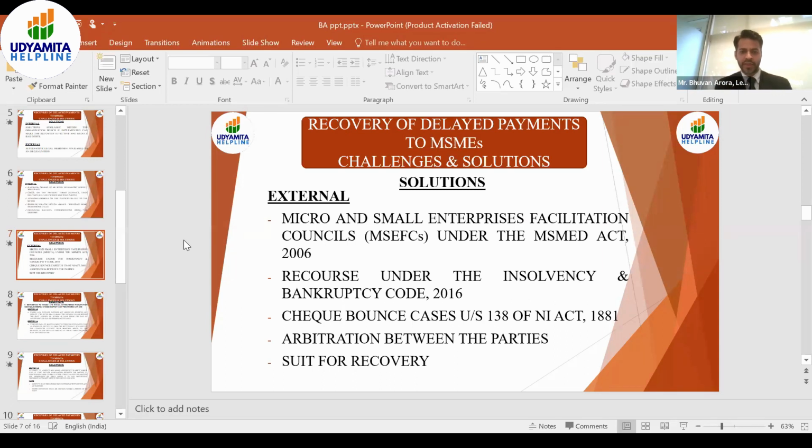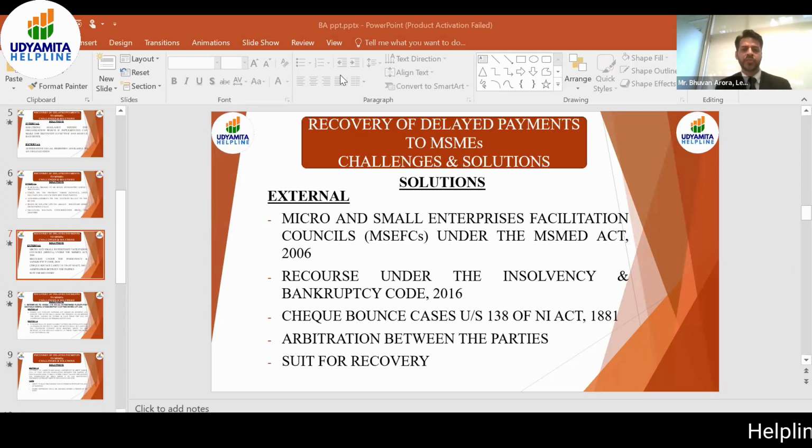So first is Micro and Small Enterprises Facilitation Council. These facilitation councils were established under the MSMED Act 2006. MSMED Act means Micro, Small, Medium Enterprise Development Act 2006. The role of MSEFCs is for those micro and small enterprises. Why do I say MSEFCs, why not MEFCs? Because it only takes into consideration micro and small enterprises. So medium enterprises are not covered here.